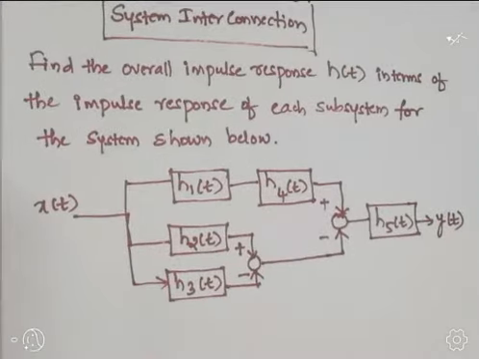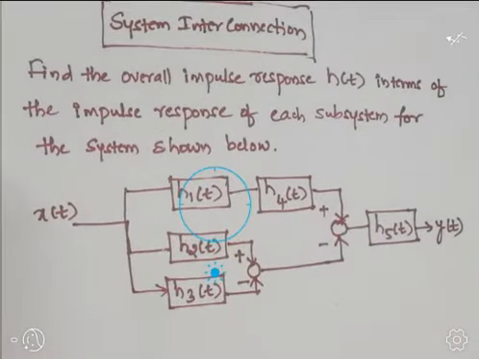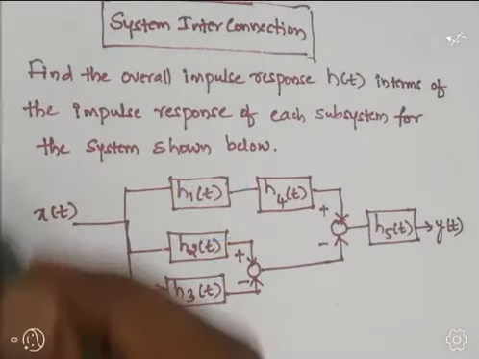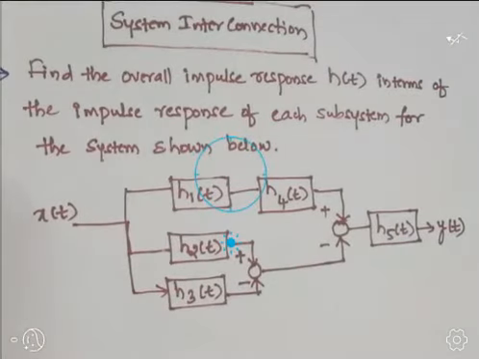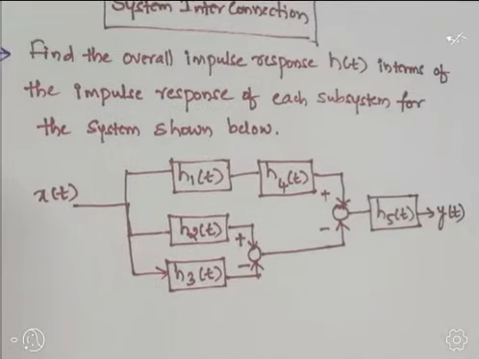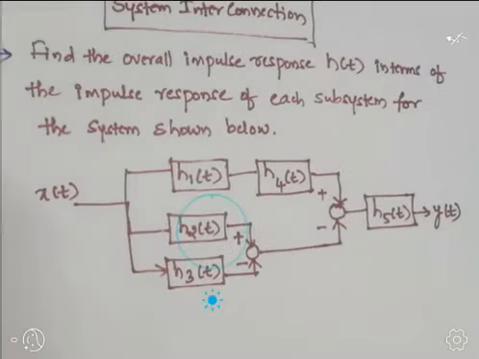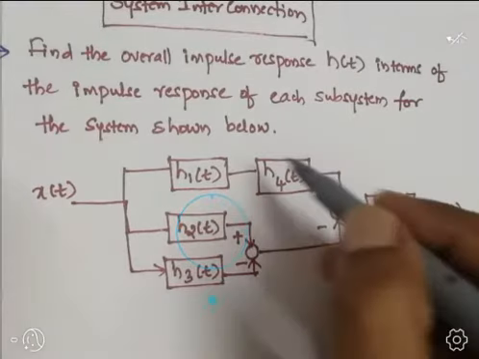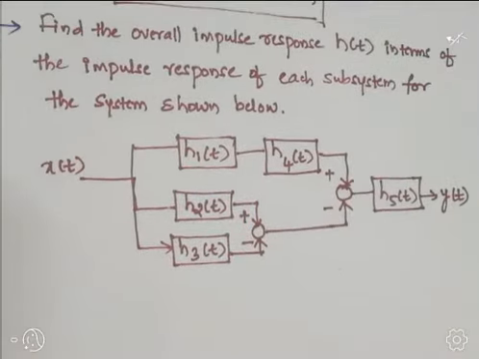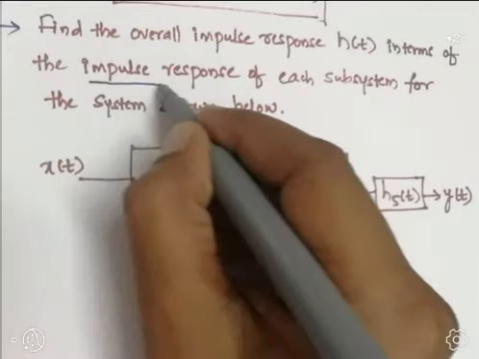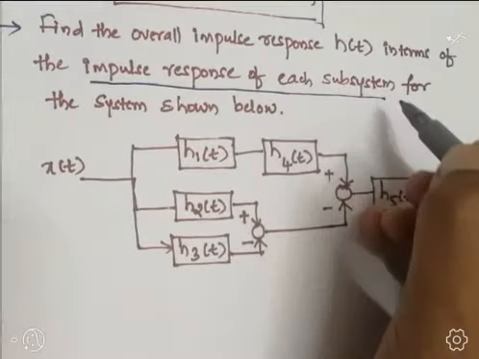So in today's session, we are discussing system interconnection. The question is like this: find the overall impulse response h of t in terms of the impulse response of each subsystem for the system shown below. The system is given like this. Finally, we have to find what operations are performed between the impulse responses of each subsystem.